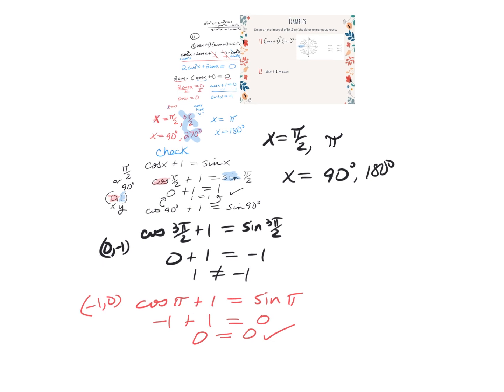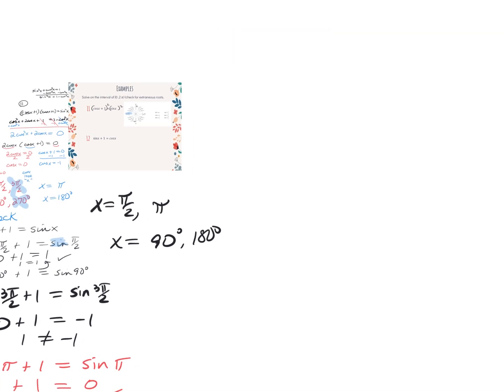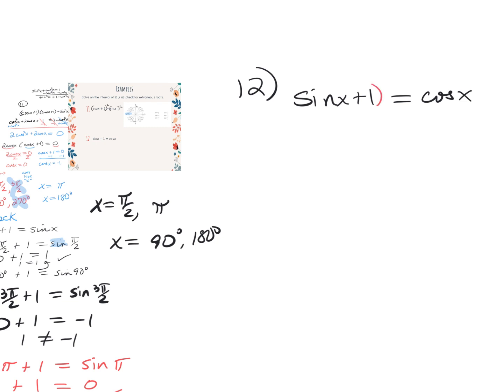Number 12 is going to be exactly the same thing. All right, let me rewrite the problem over here. So 12 is sine of x plus 1 equals cosine x. Notice it's already in terms of sines and cosines. There is no squared. I can't do any Pythagorean identities. So the technique I'm going to use is to square both sides of my equation.